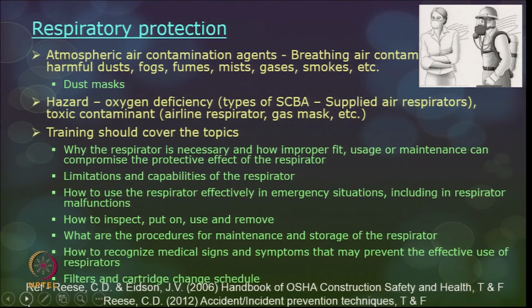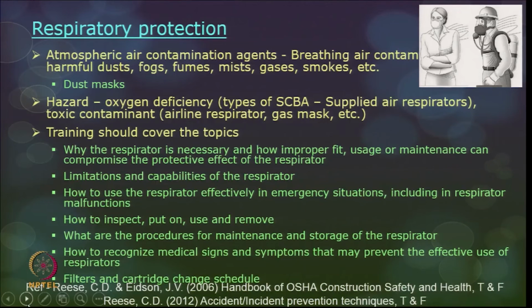Okay. Respiratory protection is very serious, and in the training itself you should give adequate training to the workers as to how to inspect their respirators, how to use their respirators, and what they should do when something goes wrong. First, training should cover the following topics: why the respirator is necessary, and how any improper fit or usage can compromise the protective effect of the respirator. Then, even though you wear a respirator, it is not going to protect you at all.